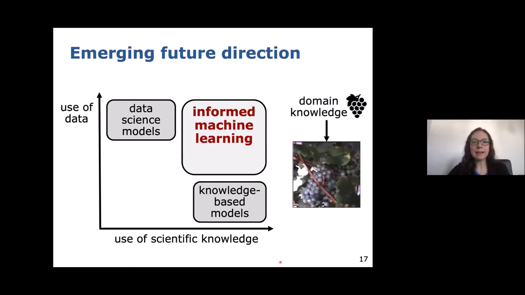And for our case, in the simplest case, it would mean that we integrate prior knowledge about, for example, the size of the berry, or we have knowledge about the structure of berry bunches, so grape bunches. We could integrate it to get more robust results and also to get better, more accurate results. So I would point this out as a future direction worth going for.